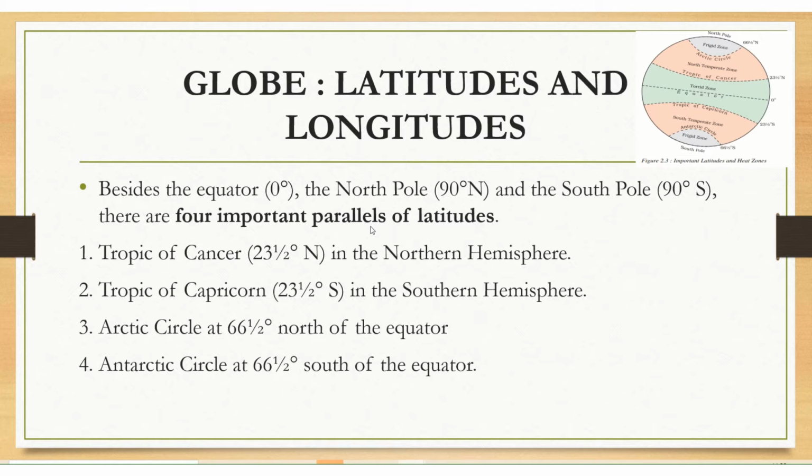There are four other important parallels of latitude. The Tropic of Cancer is 23 and a half degrees north in the northern hemisphere. The Tropic of Capricorn is 23 and a half degrees south in the southern hemisphere. The Arctic Circle is 66 and a half degrees north of the equator, and the Antarctic Circle is 66 and a half degrees south of the equator. See, this is the Tropic of Cancer, the Tropic of Capricorn, the Arctic Circle and the Antarctic Circle.